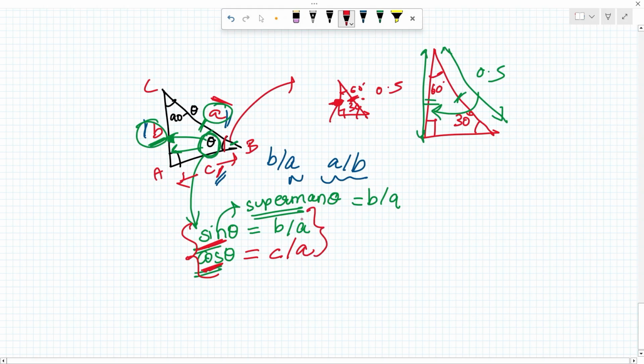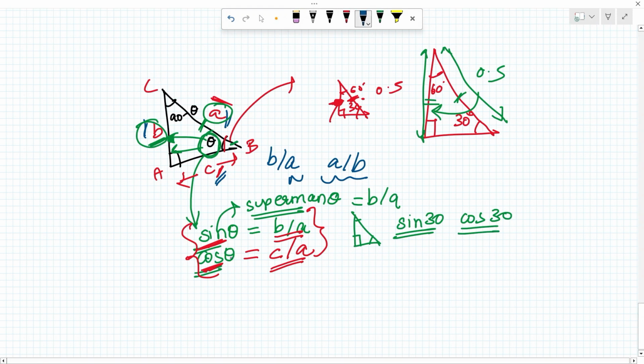So what does it mean? Because the ratio remains the same no matter how big the triangle is. If I take a 30-60 triangle, sine theta is a ratio. So it doesn't matter what 30-60 triangle I take in this world, sine 30 is always going to have a fixed value. Cos 30 is always going to have some fixed value.